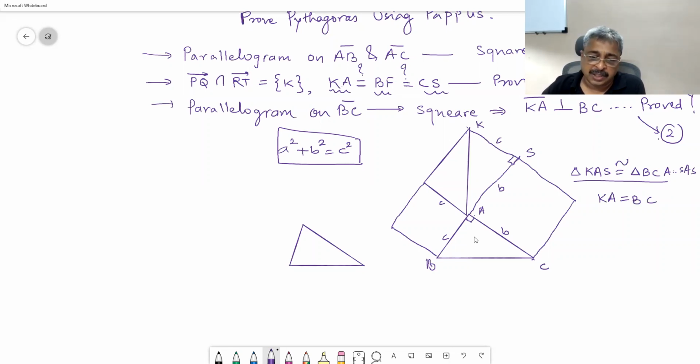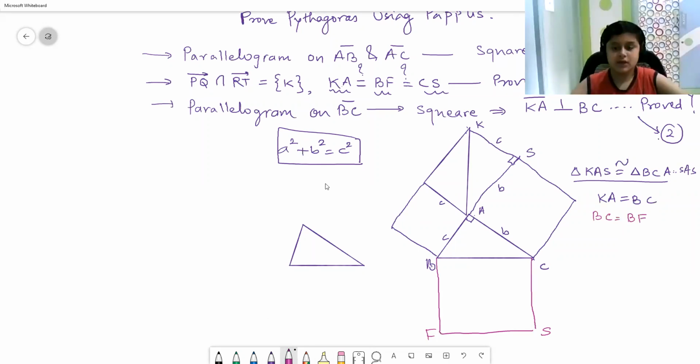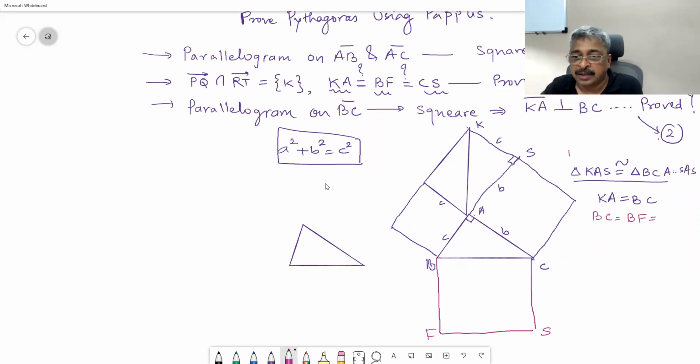And then we are constructing a square here. That means KA is equal to BC is equal to what names we had given here? BF and CS. Yes, this is part 1 I am doing. BC is equal to BF is equal to CS. So part 1 is done.